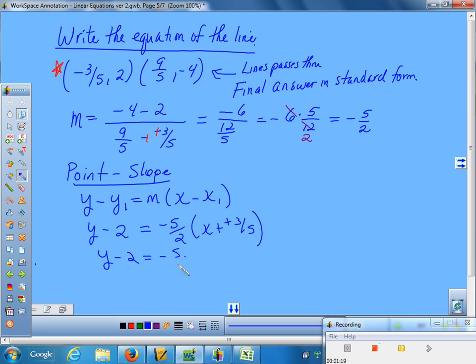So if I distribute, that's 5 halves x. Now, look what's going to happen here. 5 halves times 3/5. What's going to cancel? The 5s are going to cancel. You got a minus 3 halves left. Now, get rid of your fractions. No, all we did there was distribute. We just distributed each one. So yes, now we're going to take it all times 2, which is going to give me 2y minus 4 equals -5.